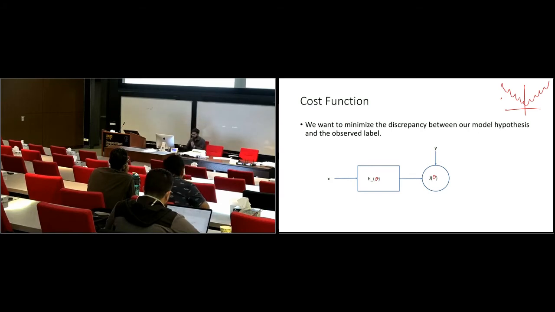So for a data point, let's say xi and yi, I define my loss function as J, which is a function of theta: negative of yi log of h theta of xi plus 1 minus yi log of 1 minus h theta of xi. Okay, and this is called binary cross entropy.